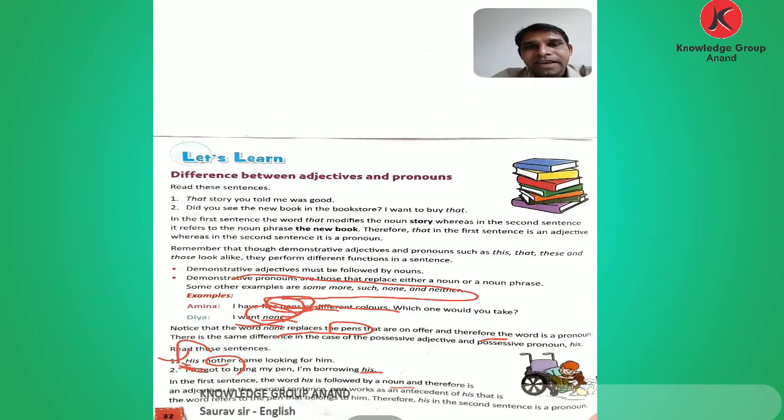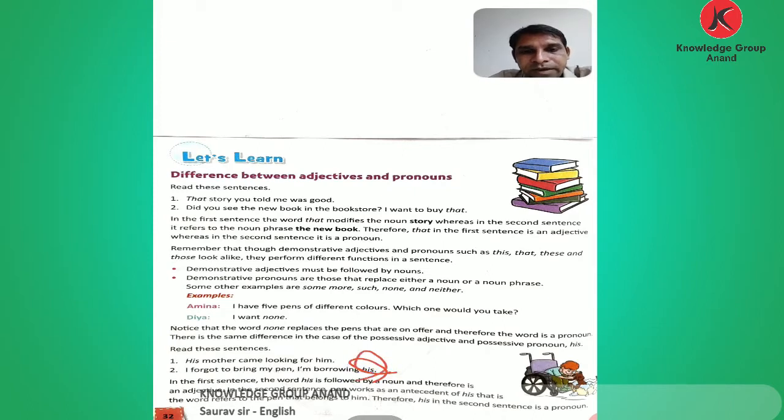But in the second sentence: I forgot to bring my pen. I am borrowing his. So instead of writing the thing, I use his. What in the second sentence? Pen works as an antecedent. Borrowing his what? His pen. So instead of using the pen, using only his. So that is the pronoun.